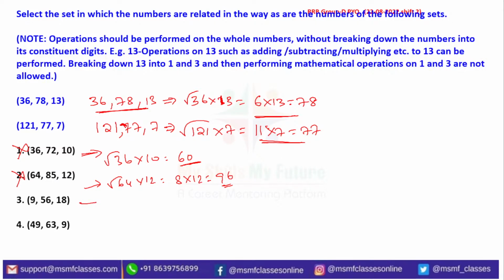Here see the third option. Root 9 into 18: 3 into 18, that is 54, not 56. So this is also a wrong answer. Next, root 49 is 7, and 7 nines are 63. Yes, option 4 is correct.